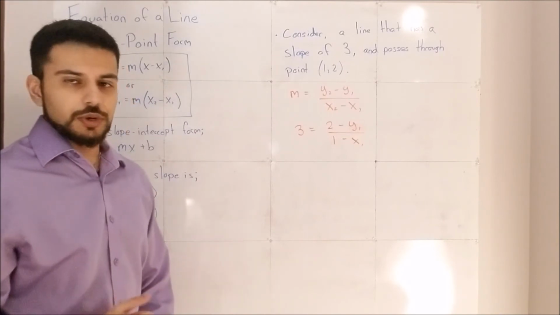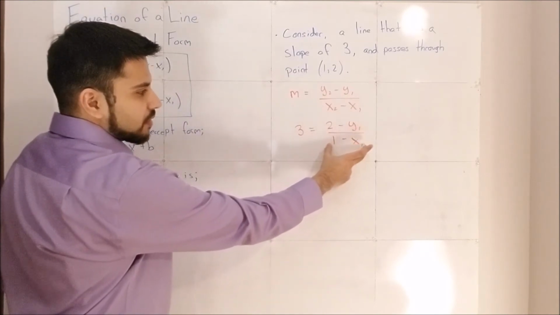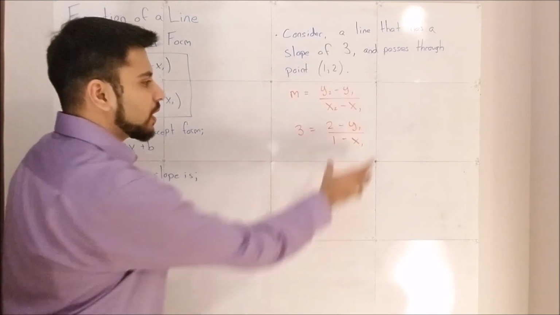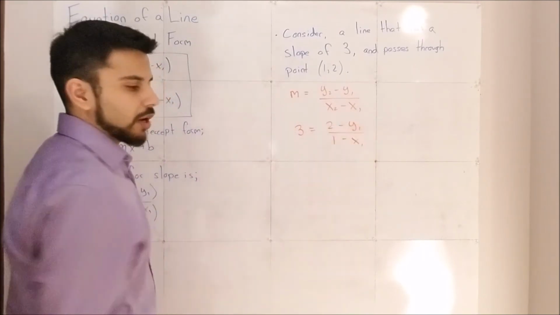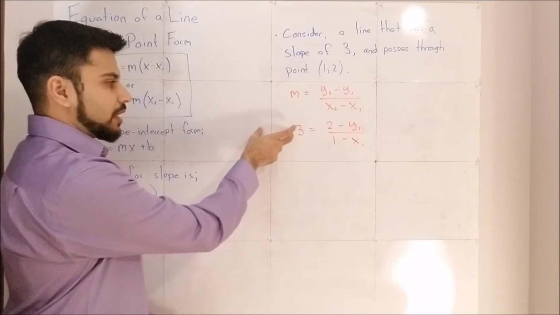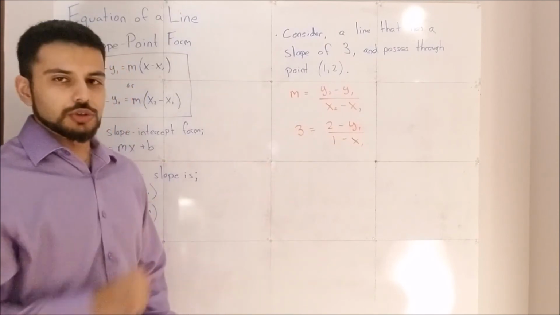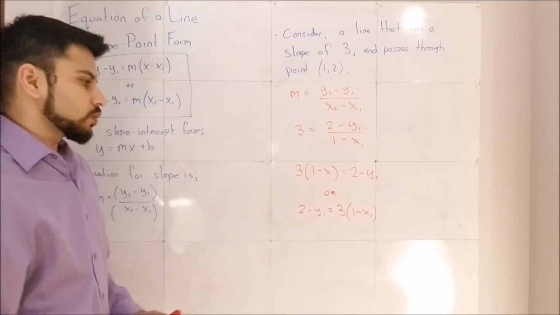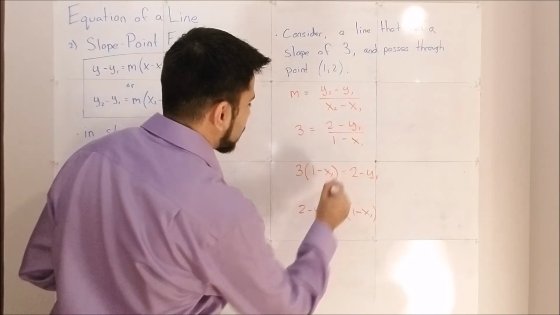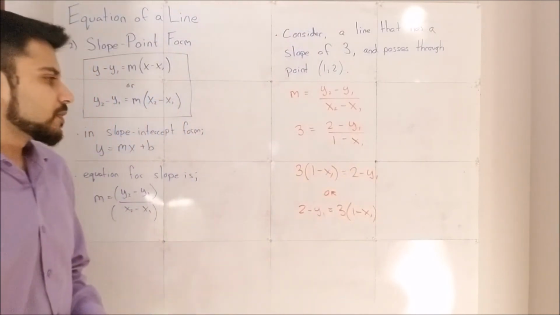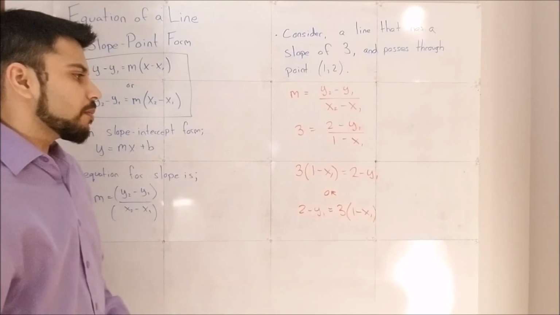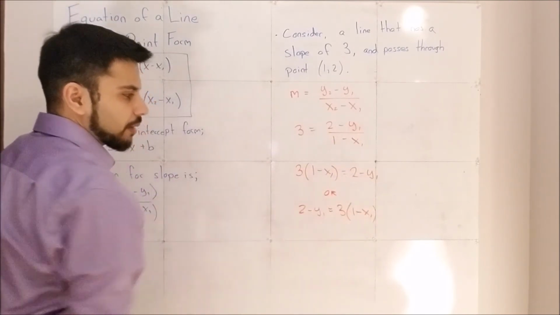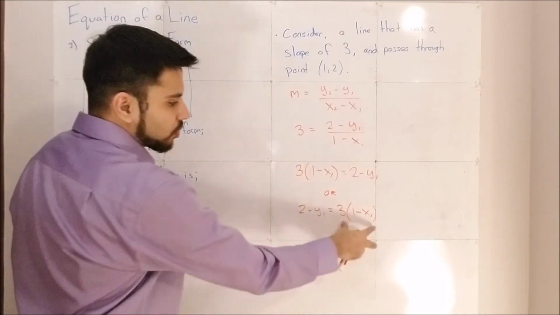Now I can rearrange this equation. For instance, if I want to get this 1 minus x1 out of the denominator, out of the bottom of my fraction, I can multiply both sides by 1 minus x1, and then it will end up next to my 3. Cleaning everything up a little bit, we end up with 3 times (1 minus x1), my mistake, should be x1, is equal to 2 minus y1. We can also flip those two positions around, so the 2 minus y1 can come first, and the 3 times the x variables come second.